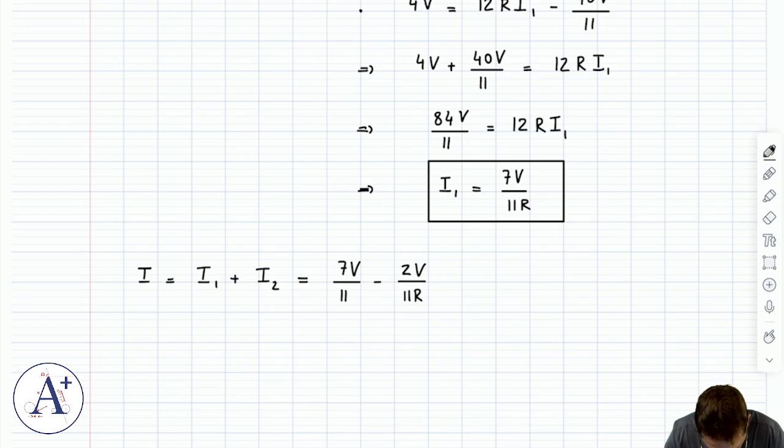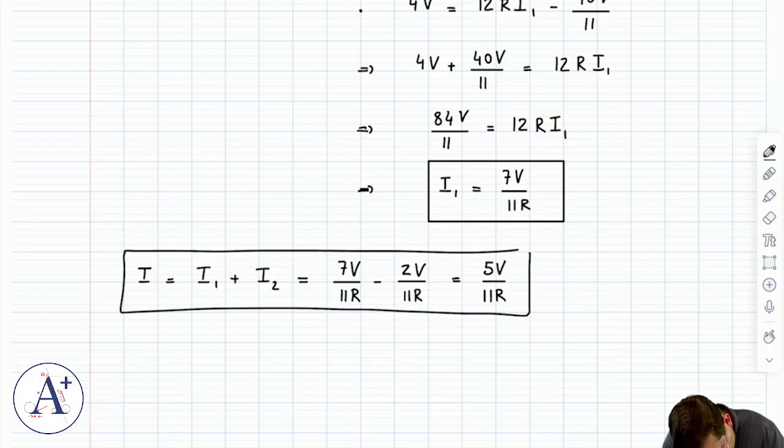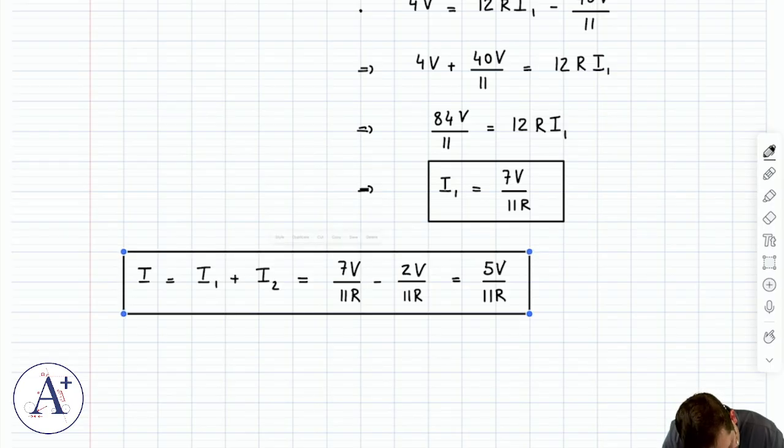That's a terrible R down there, so let's fix that. Is equal to 5V over 11R. All right, that is the current going through the resistor 3R.